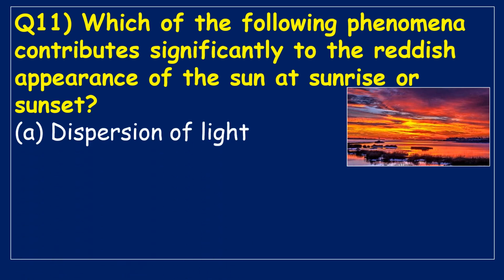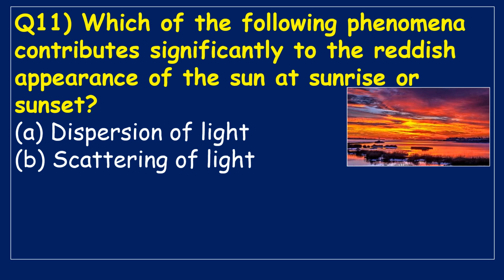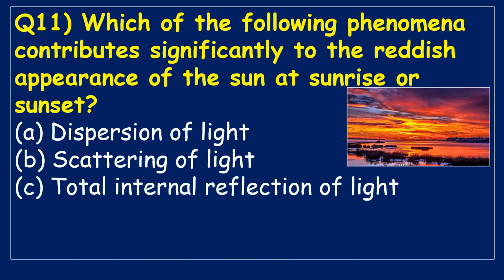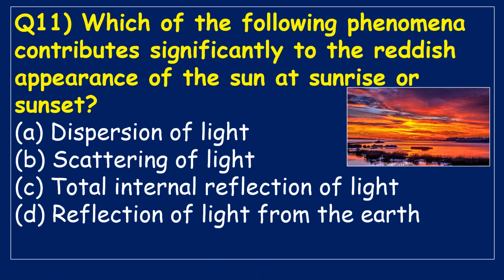Option A, dispersion of light. Option B, scattering of light. Option C, total internal reflection of light. And option D, reflection of light from the earth. What do you think of this one?